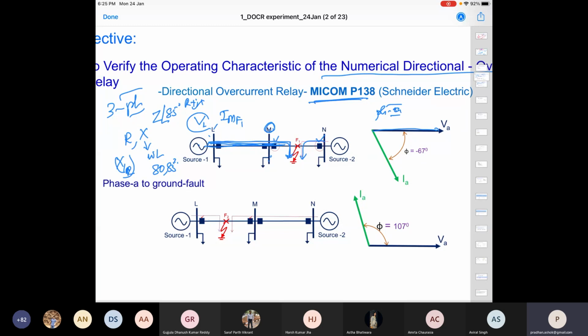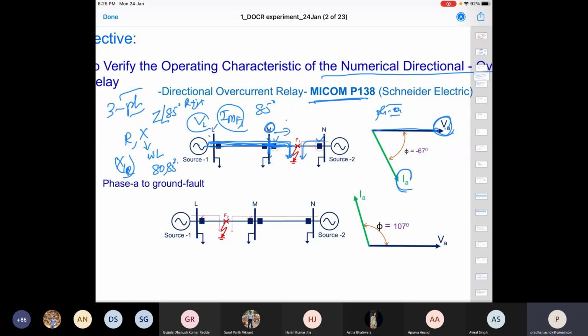For this case, the fault current IMF1 will be lagging this voltage by an angle of 85 degrees, let us say. And even at this point, because this is an impedance, the corresponding voltage and current relation will be like this. What we see here is that the current lags the voltage.